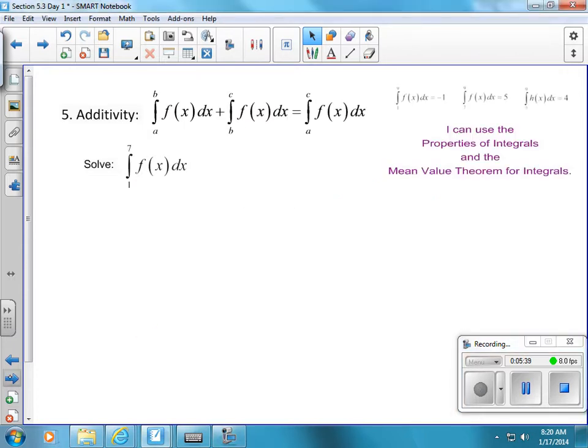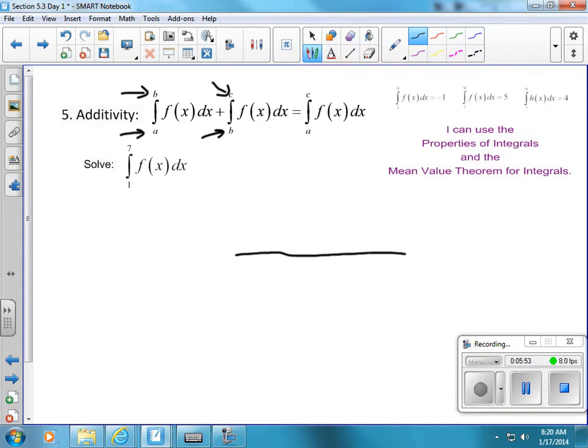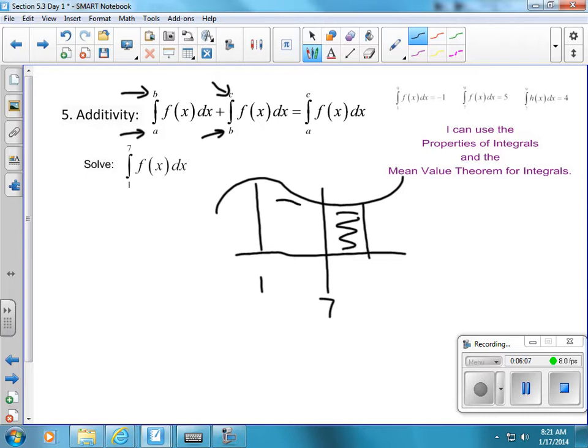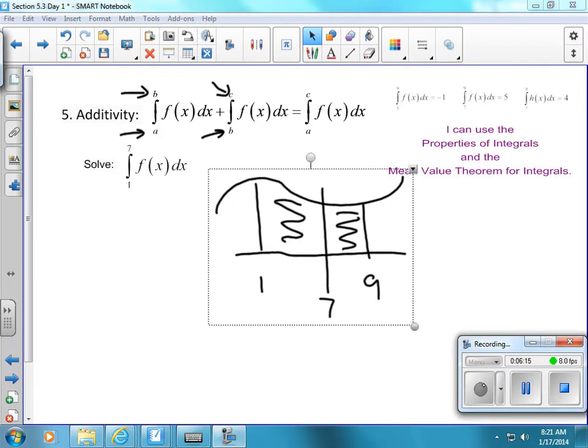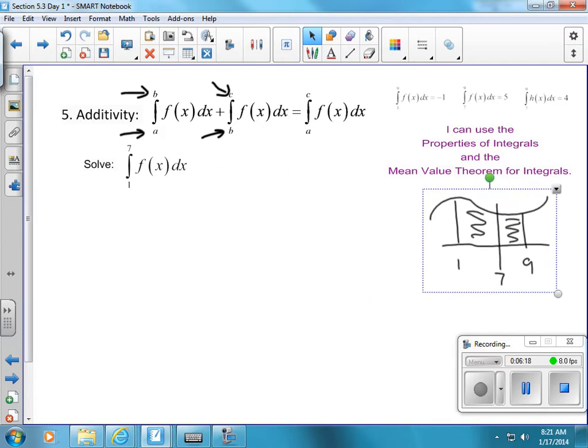The next property is additivity. That says if your limits of integration back up against each other, then you can add functions together. This property also makes sense if you have some function like we have, and you go from 1 to 7, and you get some value in here. All right, and then you go from 7 to 9, and you have some area under here. You can add those areas and come up with a total area. Let's scoot this over here.